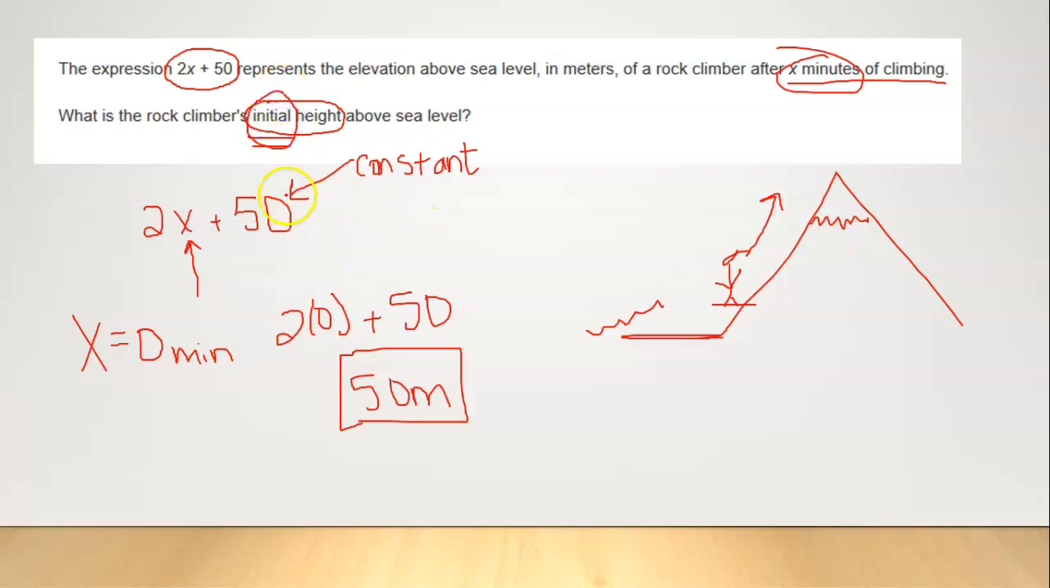Another way to look at this is the 50 is the starting point. Remember we talked about that with the bank account. This constant value here is always going to be your starting point, whether you're talking about money or climbing a mountain. So the answer is 50 meters.